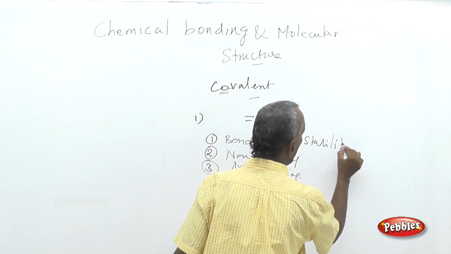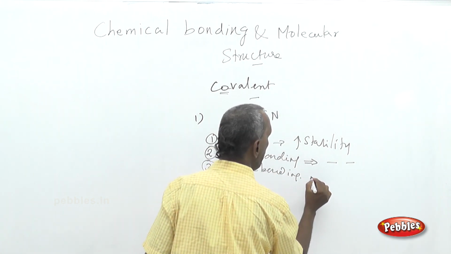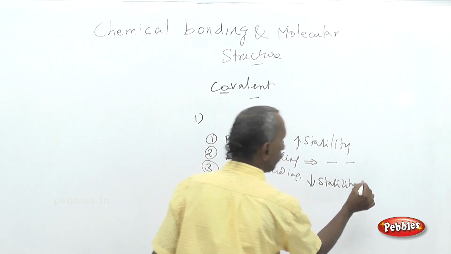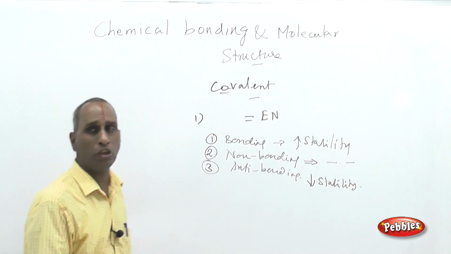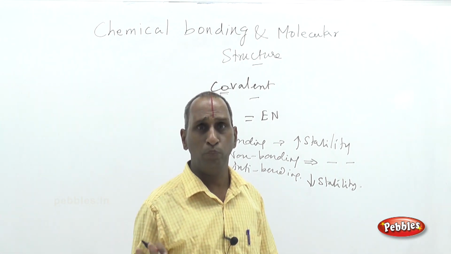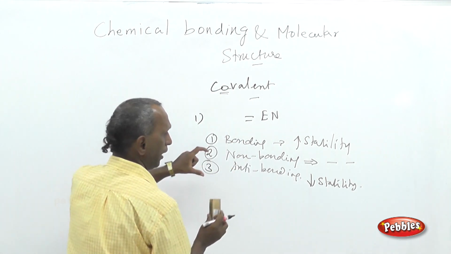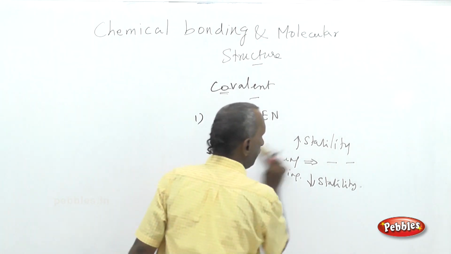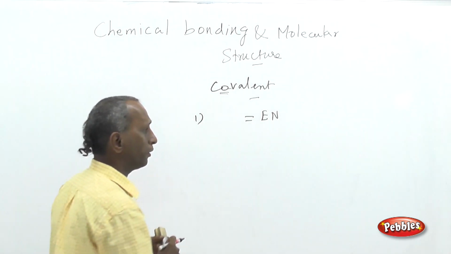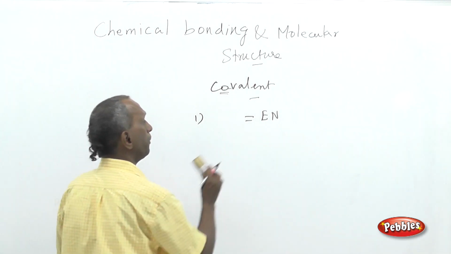Whereas non-bonding electrons will neither increase nor decrease the stability. Anti-bonding electrons will decrease the stability of the molecule. So the stability of the molecule is either increased, decreased, or not disturbed by the electrons. That is what is meant by non-bonding electrons. We can illustrate this well in molecular orbital theory later. For now we just have to note and recall this point: bonding electrons, anti-bonding electrons, non-bonding electrons. We will come to that later.